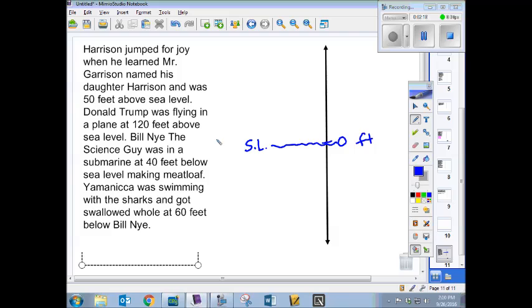Everybody got me so far? Yes. Okay. Again, I don't want you writing this. I just want you listening right now. Okay? So now we're going to put all these pieces of information on our number line. So let's just read through.